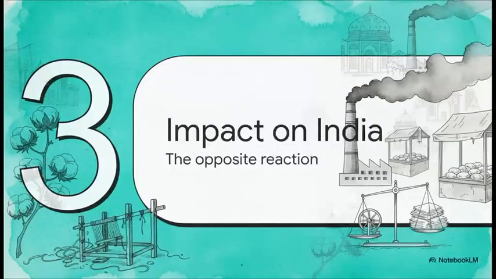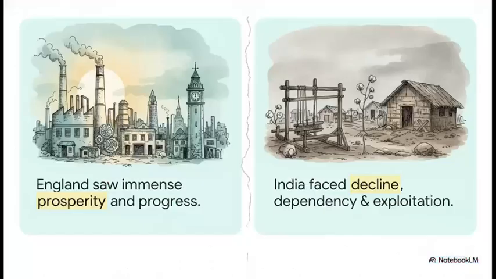Section 3. The impact on India. You know, every action has an equal and opposite reaction. Here we pivot sharply to look at what England's rapid industrial rise meant for the territories under its control. And this brilliantly illustrates the stark dual impact we mentioned at the very beginning of this explainer. On one side of the ledger, the Industrial Revolution brought immense prosperity and progress to England. But on the exact opposite side, looking directly at the textbook sources, it led directly to decline, forced dependency, and severe economic exploitation for India.